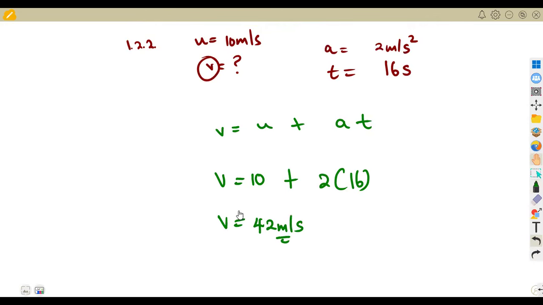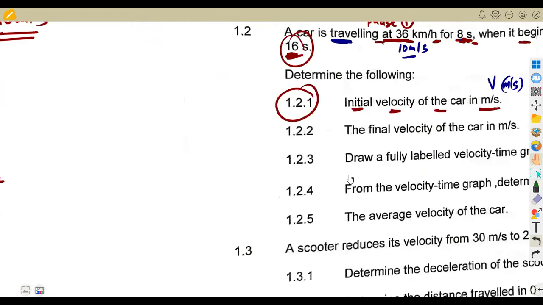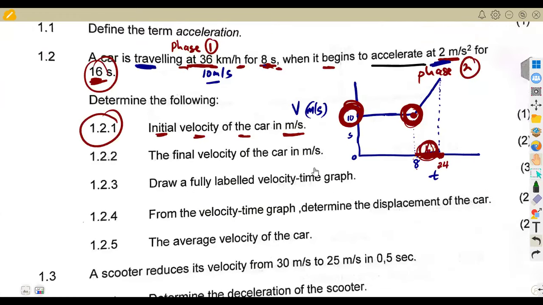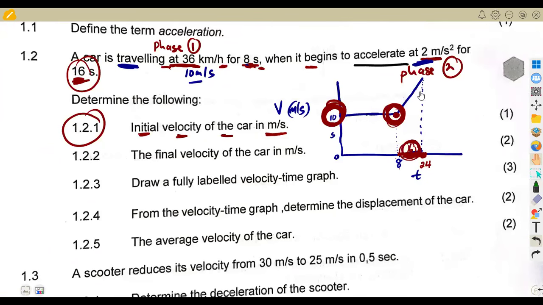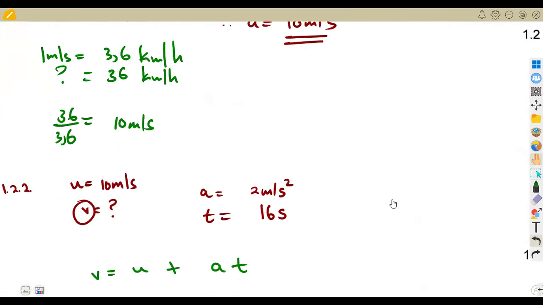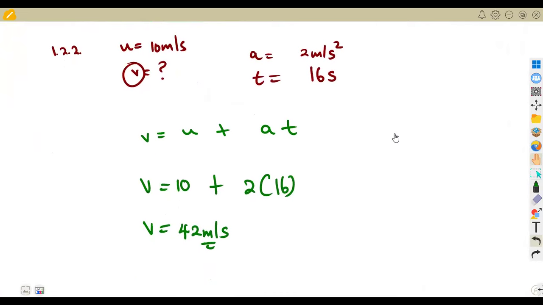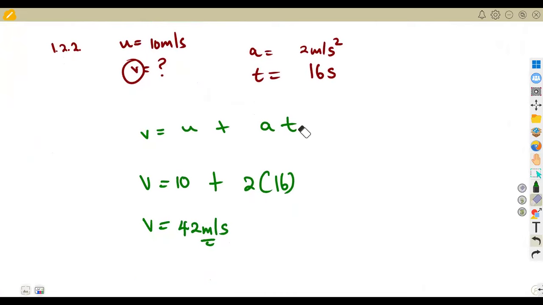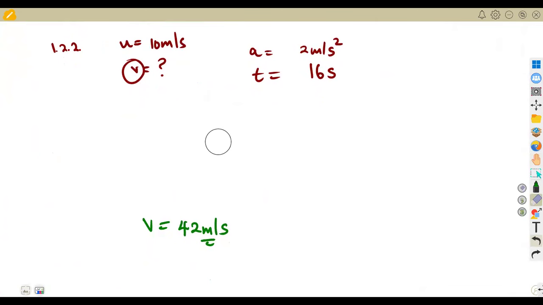So it was just a matter of understanding that the velocity that you started with here is still the same as the one that you're going to have. Then now they want us to draw this fully labeled velocity time graph. So on your drawing pad, guys, nothing is going to change. Just make sure you have this according to scale. Remember, we got our V as 42 meters per second.